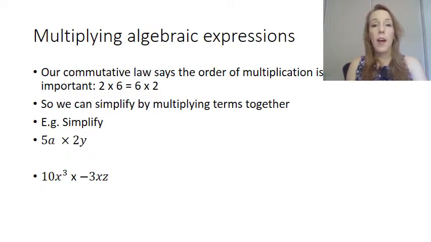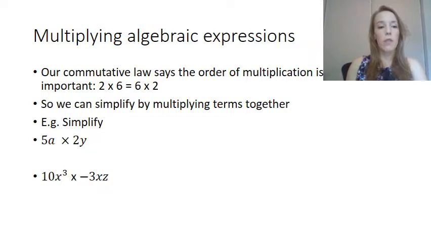Okay, so multiplying algebraic expressions. Our commutative law, if we remember back to that video, says that the order of multiplication is actually not important, because 2 times 6 is the same as 6 times 2. You're going to get the same answer no matter what order you do your multiplication in. So because of this, we can simplify our algebraic expressions by multiplying terms together.